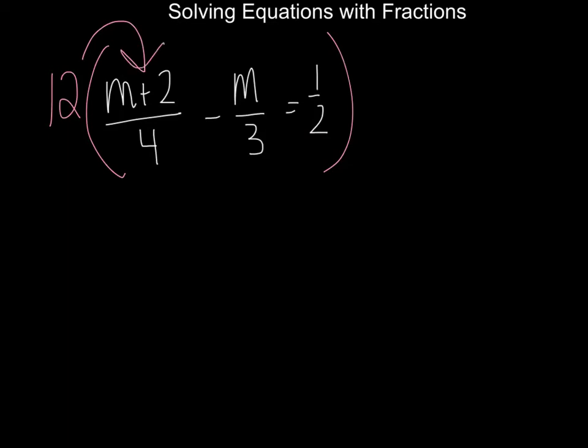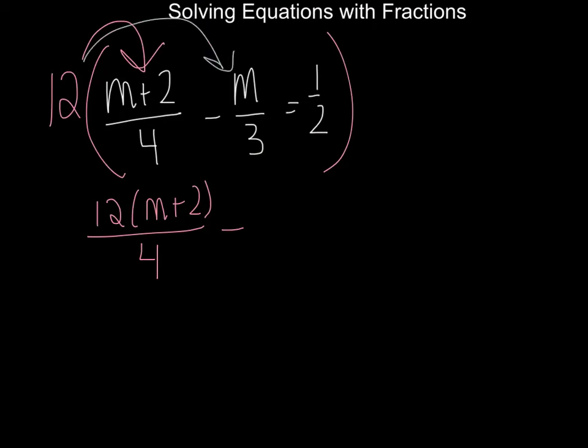So let's do 12 times (m plus 2). Notice again, I'm grouping that in parentheses to save me some time here. Then I'm doing 12 times m divided by 3, and all of that equals 12 times 1, or just 12, divided by 2.